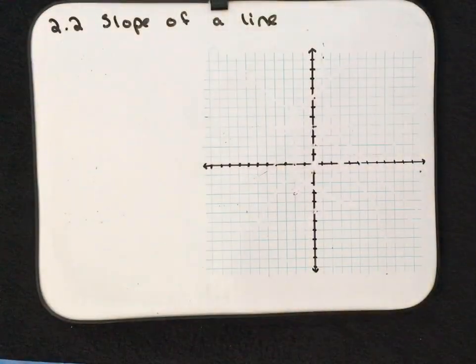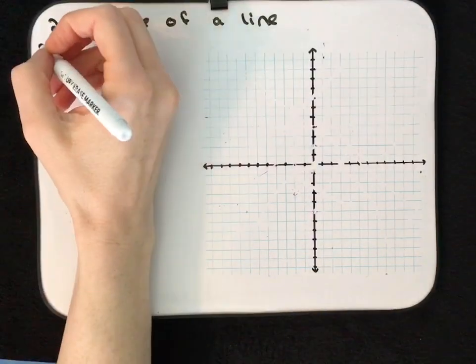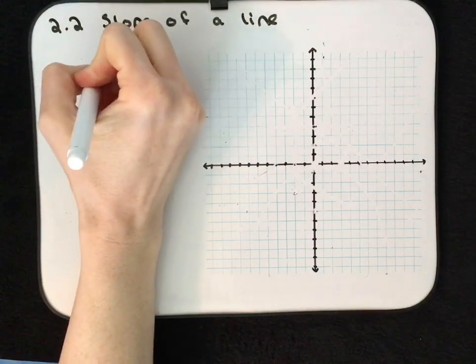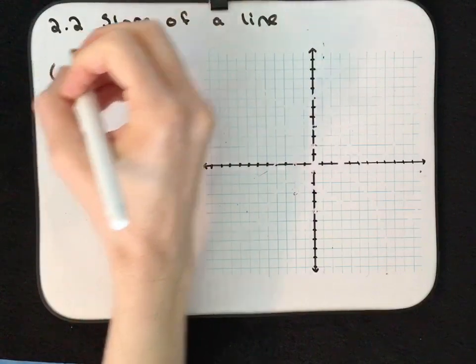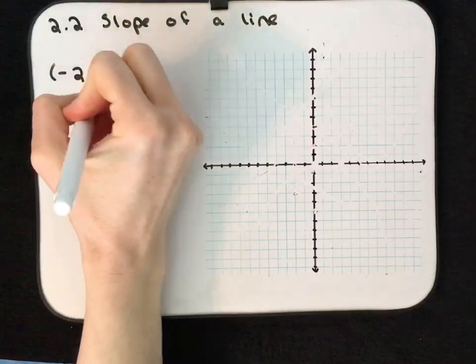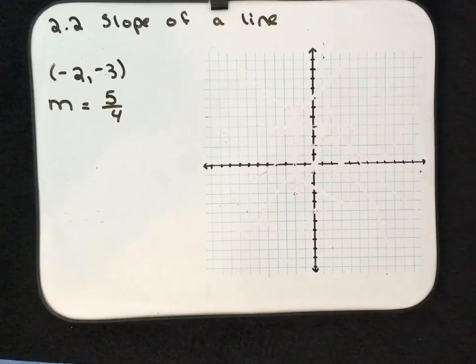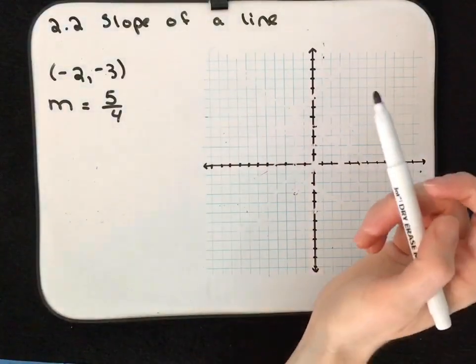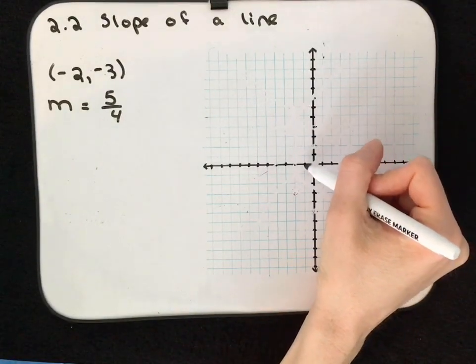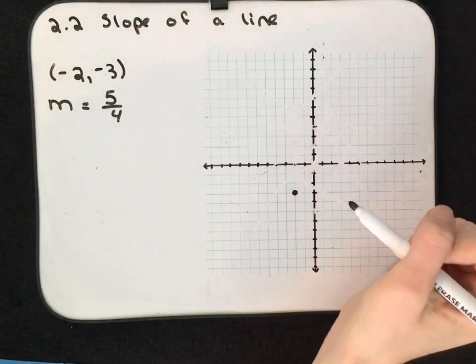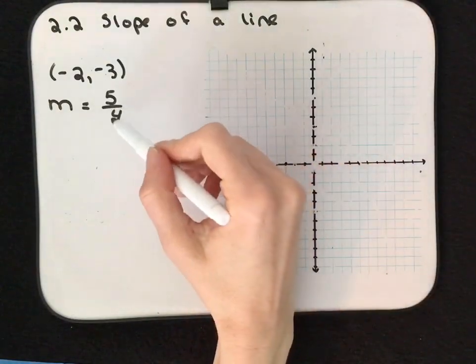Let's try a couple more. Let's see if we can graph a line that passes through the point -2, -3, and has a slope of 5/4. So let's start with our point first. So we're looking for a line that passes through -2, -3. That means -2 on the x and -3 on the y. So that's right here.